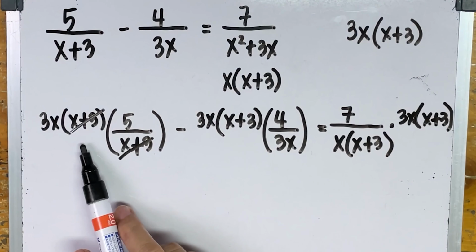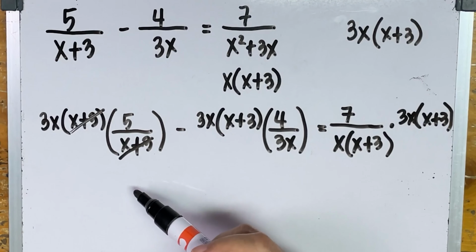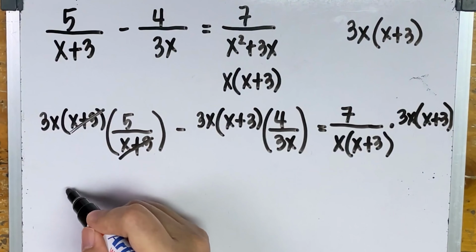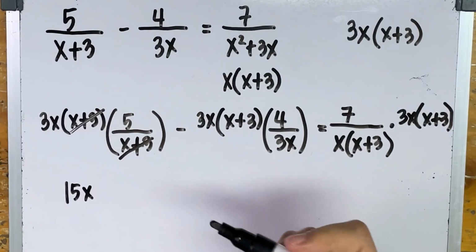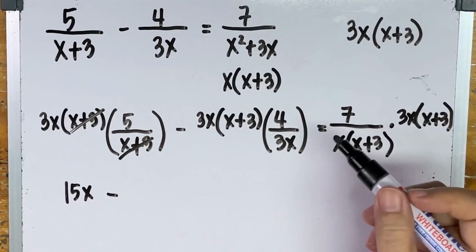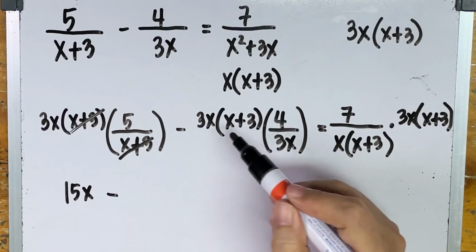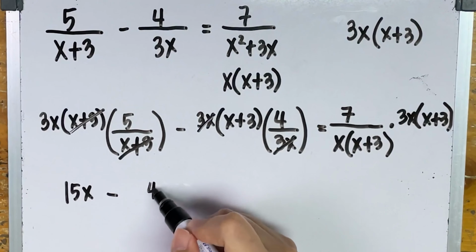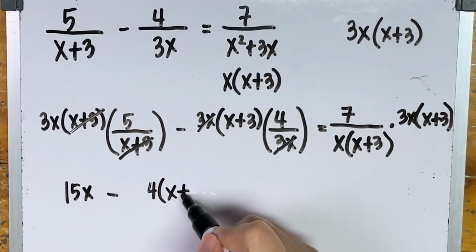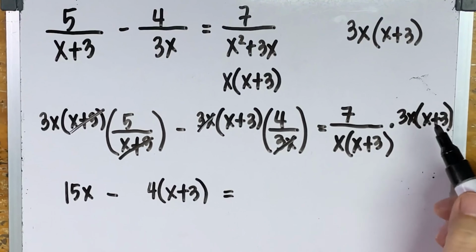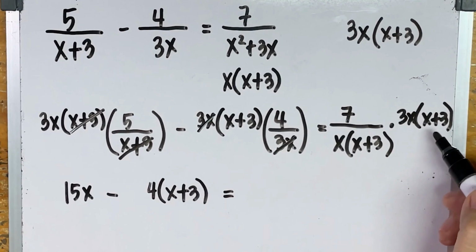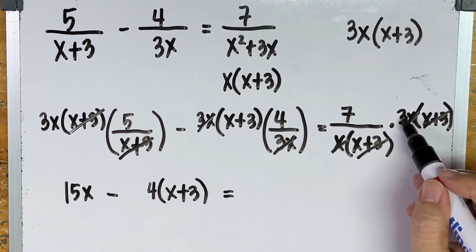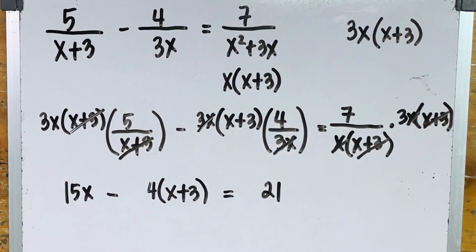So we can cancel x plus 3 here in the numerator and also in the denominator, leaving us with 5, and then multiplied by 3x. So that gives us 15x. Minus, let's eliminate what we can eliminate on the next term. So we can cancel 3x, and so we have 4 multiplied by the binomial (x + 3) equal to, for the last one here on the right side, we can eliminate x plus 3 and also x, leaving us with just 3 times 7. That gives us 21.